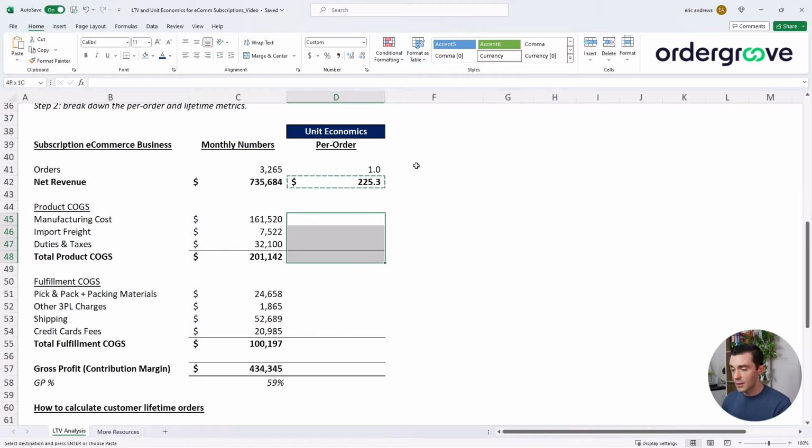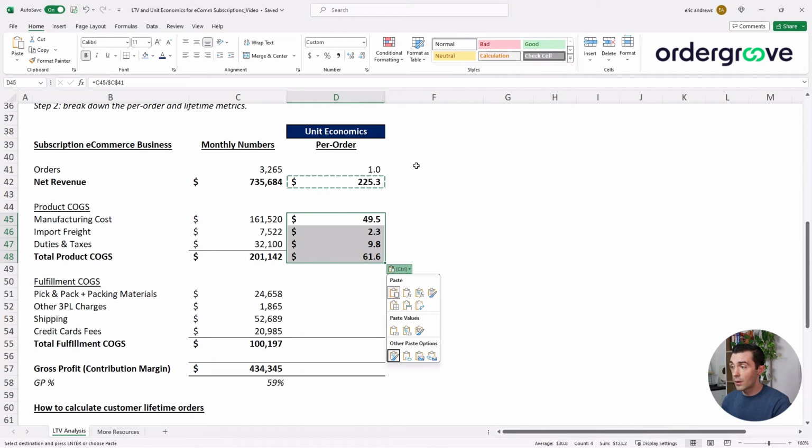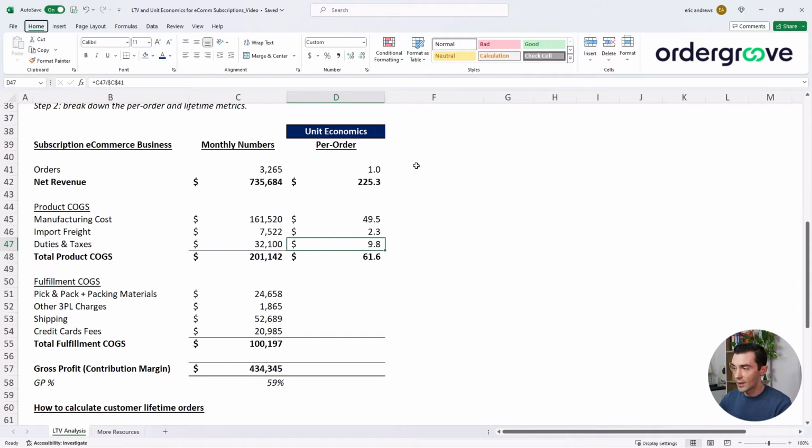Now we're just going to go ahead and do this for all of the different categories on the COGS side as well. You can see that the manufacturing cost is about $49 per order, and you have import, duties, and taxes. So your total product COGS, it costs us about $62 to get the product manufactured and get it into the fulfillment center.